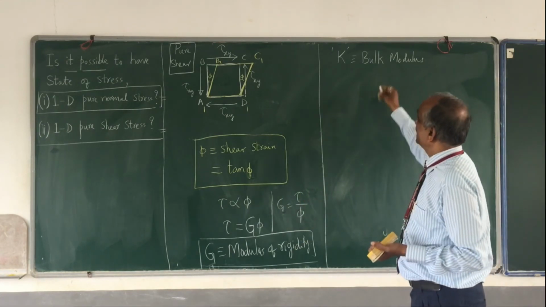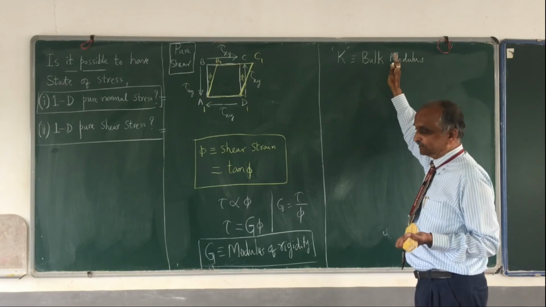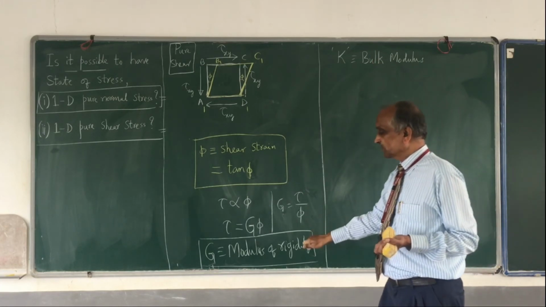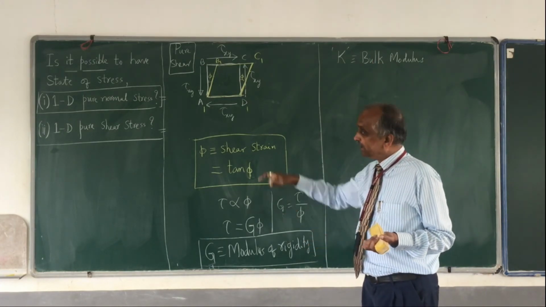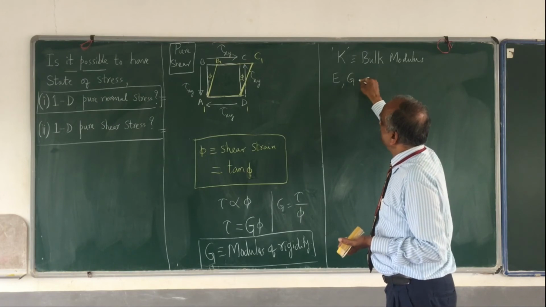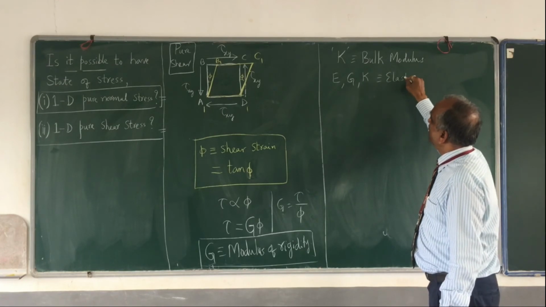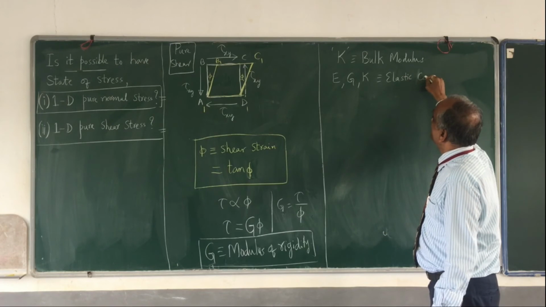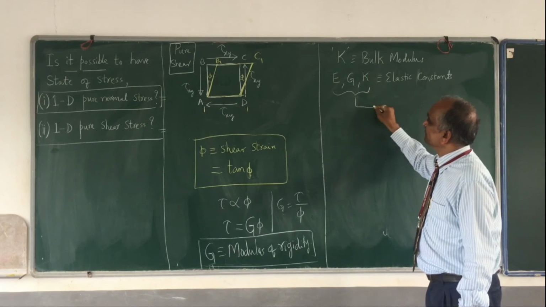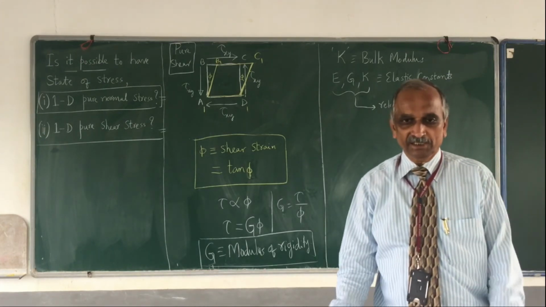Now K, which is called bulk modulus. This also is called an elastic constant. So K is the bulk elastic constant of a material. It is also a property. G is also called an elastic constant of a material, and E also is called an elastic constant. We have only E, G and K. These are called elastic constants, and all these are properties of a material, and therefore all these are related. E, G and K, they are all related.